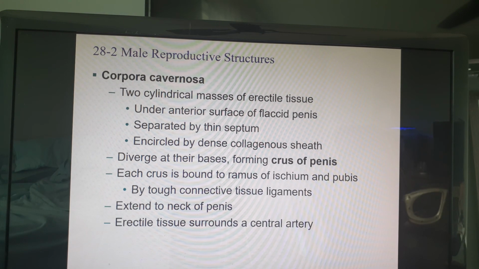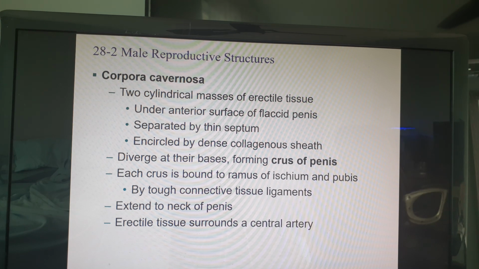So, there are 2 at the top. Now, corpus and cavernosum would be the singular of those 2 Latin words, but because there's 2, they're referred to as the corpora cavernosa. So we go from us and um to a's. So these are the 2 matching cylindrical masses of tissue. They are under the anterior surface of the penis, and they are separated by a thin line.